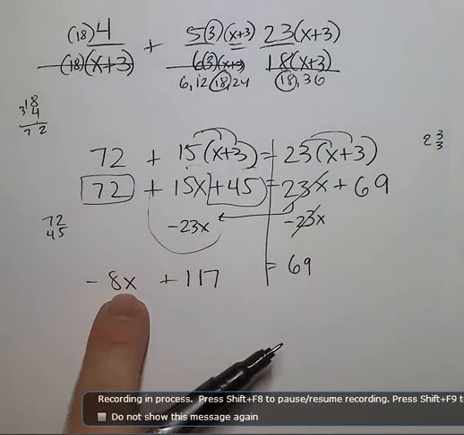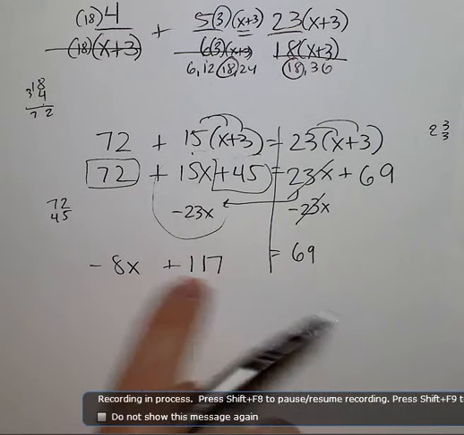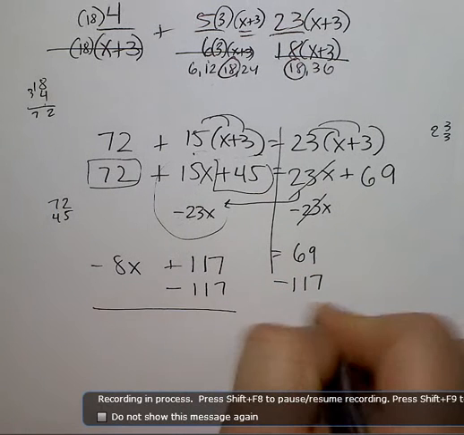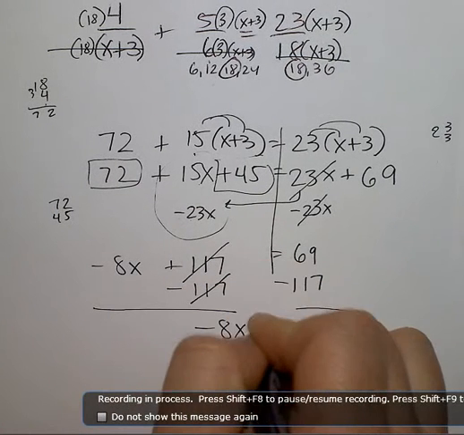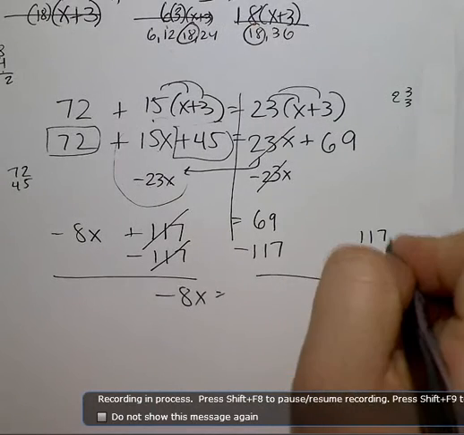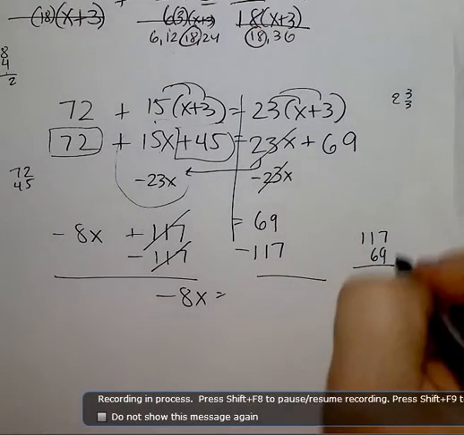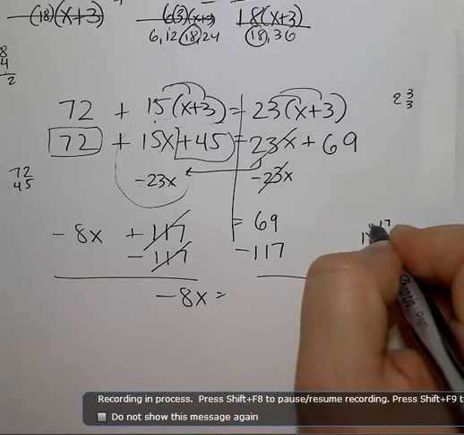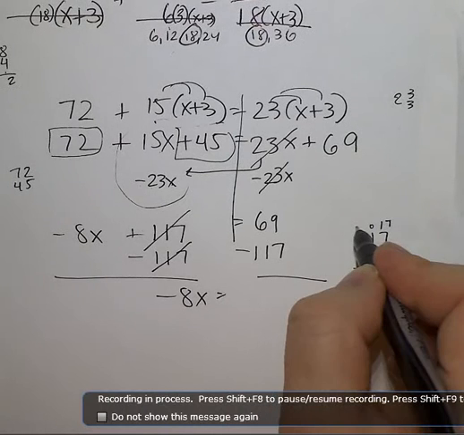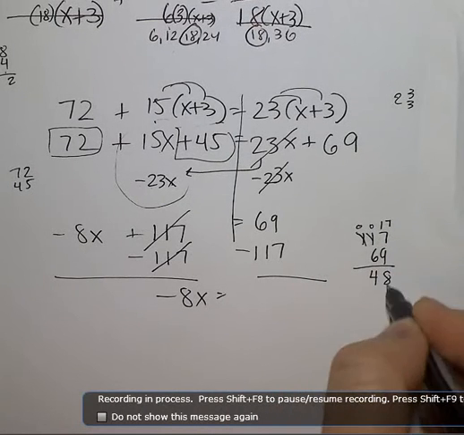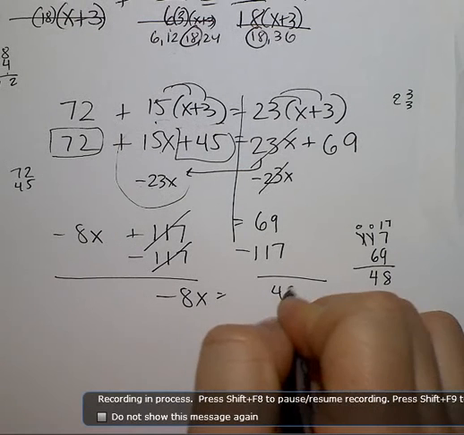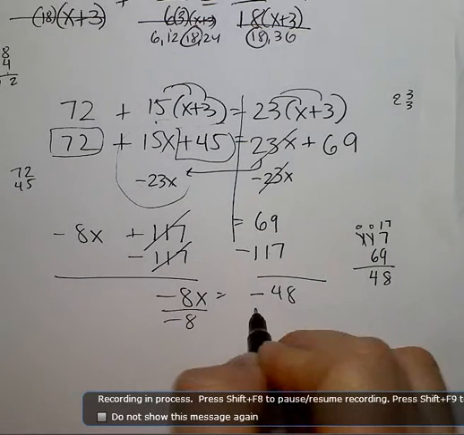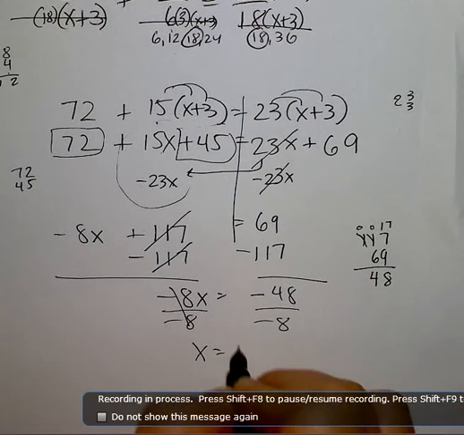Isolate the x by first getting rid of the constant that is not a part of the x. Opposite of adding 117 is subtracting 117. Come off to the side. 117 minus 69. Go ahead and do this, please. 48, the sign of the larger number was negative. Divide by negative 8. Cancel out, x equals positive 6.